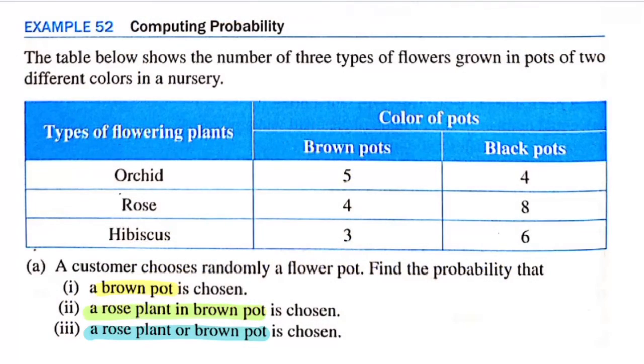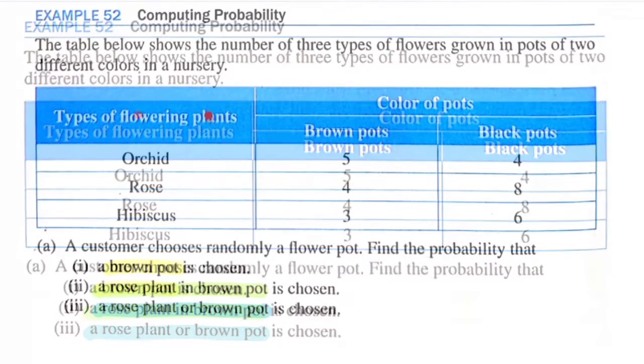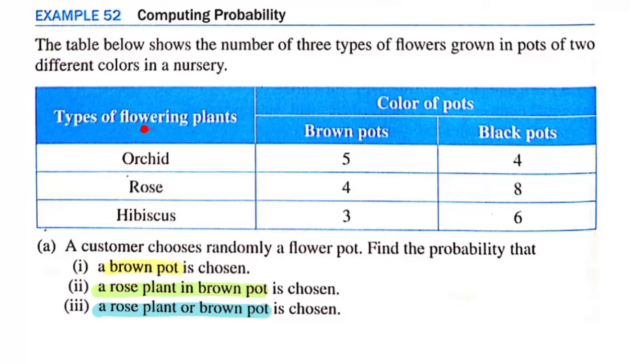Let's go to the final example in this topic, in which we are given a contingency table. You can see this part here, we have type of flowering plants: orchid, rose, and hibiscus. And this part here, we have two pots. One is brown pots and one is black pots. When we have a contingency table like this, we know this is a dependent event because the type of flowering plants here will also depend on the color of pots.